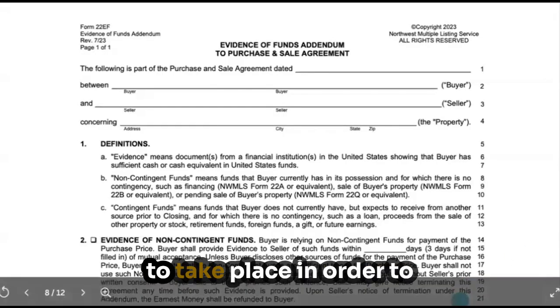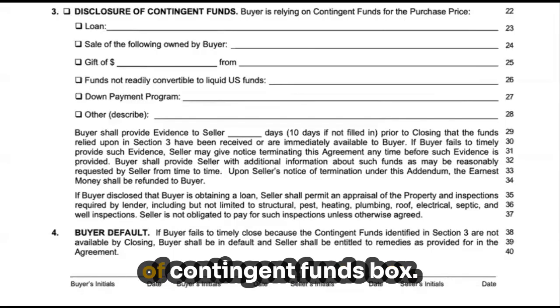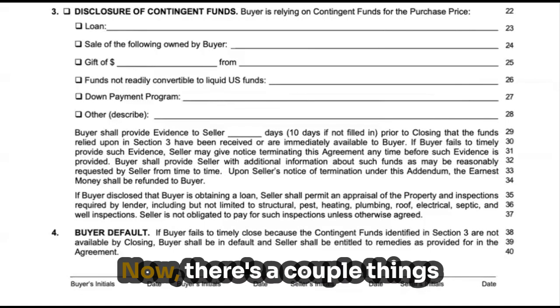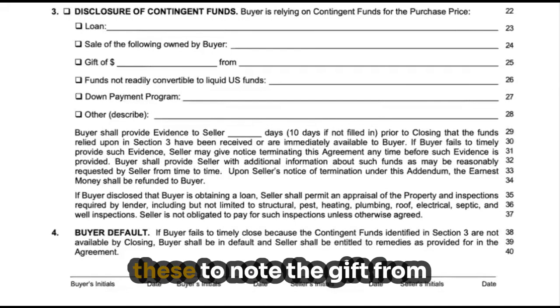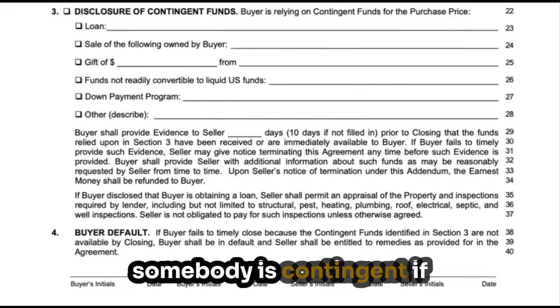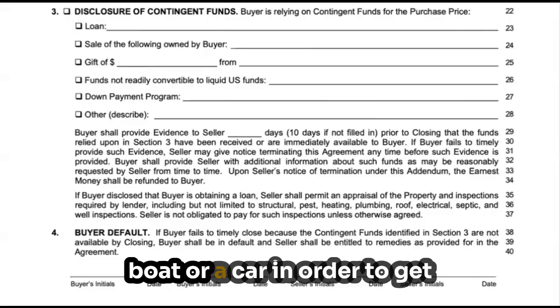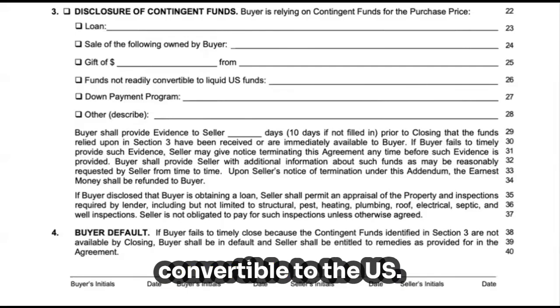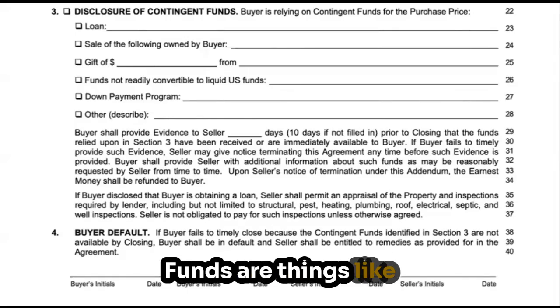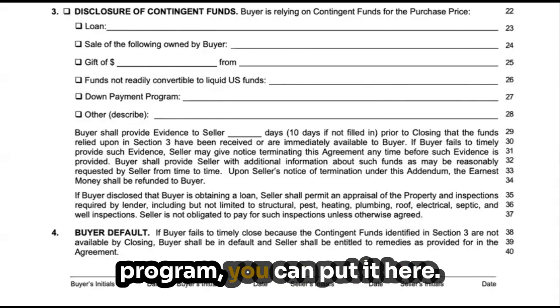Now, if an action needs to take place in order to liquidate the funds, then you're going to disclose them under the disclosure of contingent funds box. Now, there's a couple things I wanted to talk about in this selection, but first I'm going to skip over a couple of these to note the gift from somebody is contingent. If they need to sell something, like if they need to sell a boat or a car in order to get a down payment, the funds not available or not readily convertible to US funds are things like 401ks, stock accounts. If you're using the down payment assistance program, you can put it here.